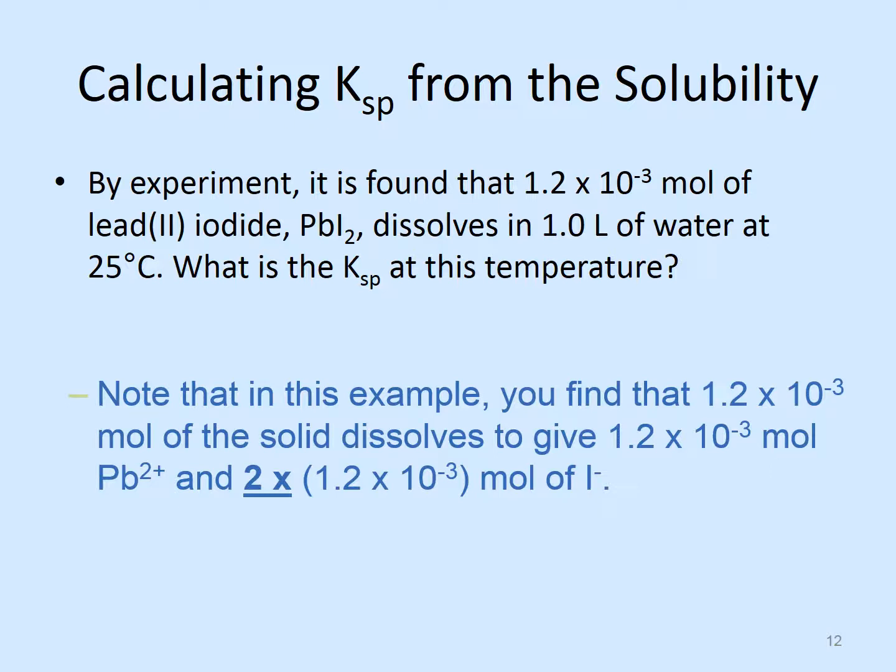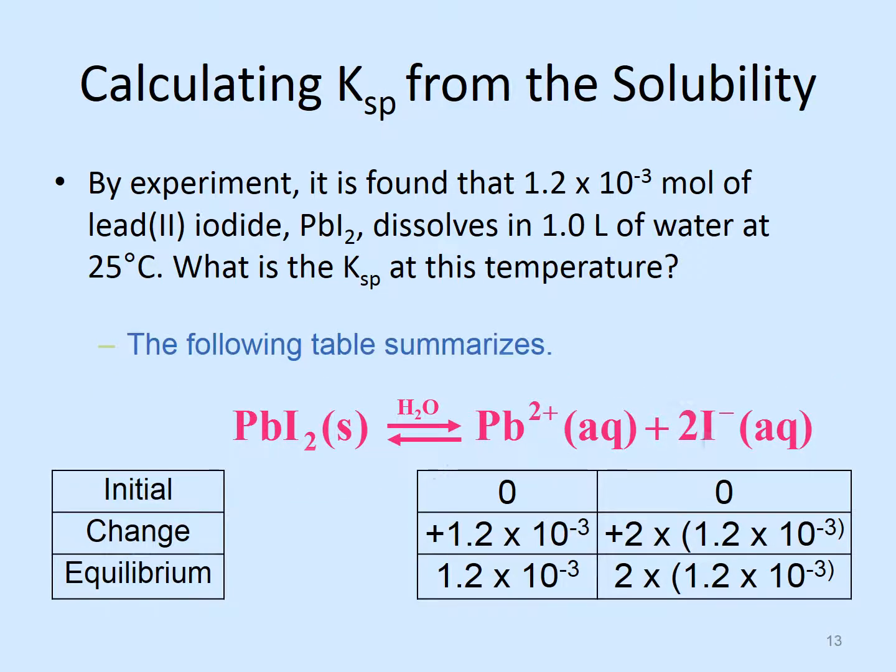Again, set up your ICE chart. The solubility is 1.2 times 10 to the minus third. That's how much of the solid can break up. Now, when it breaks up, we get 1 lead and 2 iodide. So keep in mind that the iodide concentration will be twice that of the solubility. When we set up the ICE chart, you can see that the lead will be 1.2 times 10 to the minus 3 molar, but the iodide will be 2 times 1.2 times 10 to the minus 3 molar.